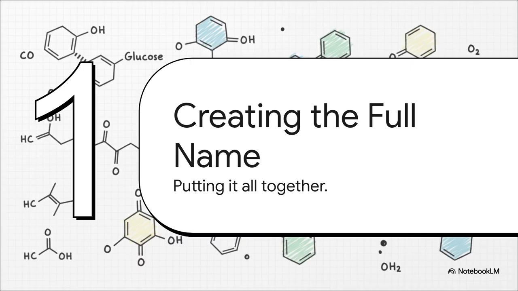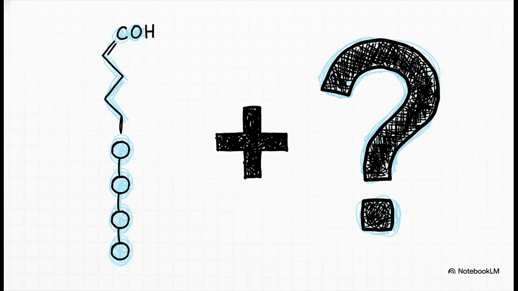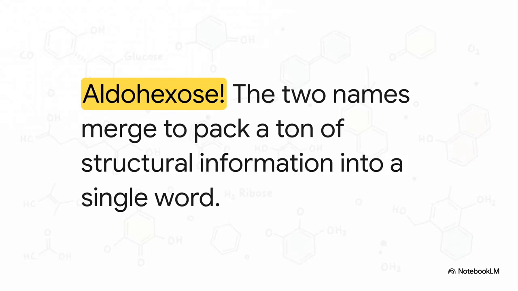Okay, now for the grand finale. This is where it all comes together. We've got our first naming system, based on that carbonyl group, and our second, based on the carbon count. Let's see what happens when we combine them. Let's take our friend glucose again. We already figured out it's an aldose, right? And we know it's a hexose because it has 6 carbons. So what do you get when you put those two pieces of information together? Aldohexose. Isn't that cool? The two names just merge into one super descriptive word that tells you almost everything you need to know about its basic structure. So from now on, glucose isn't just glucose, it's an aldohexose.